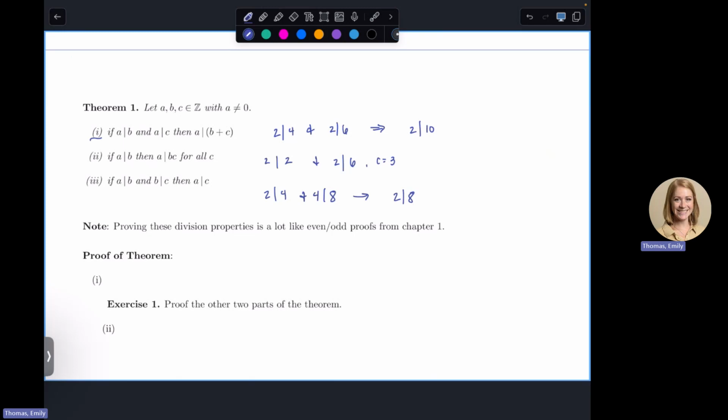The thing we're trying to prove, the claim, is that if A divides B and A divides C, then A will divide B plus C. For you computer science people, the divides thing here means that the remainder in the mod A here is 0.